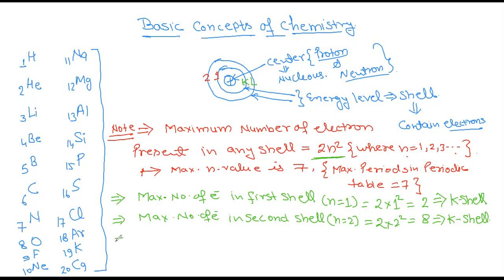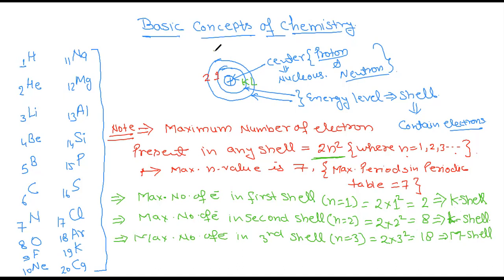Now similarly, the maximum number of electrons in the third shell, n equal to 3, is 2 into 3 squared, which is equal to 18. This is the third shell, the M shell. If we draw the third shell surrounding the nucleus, this is the M shell, and so on.